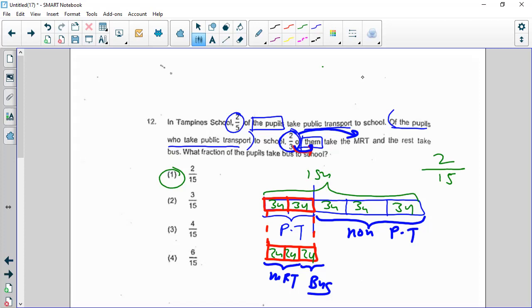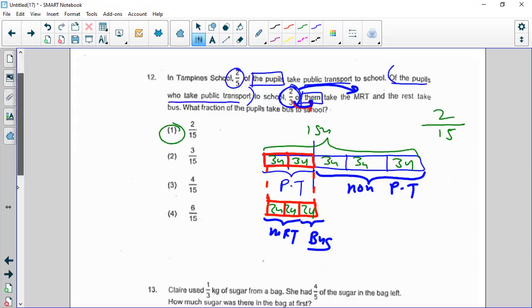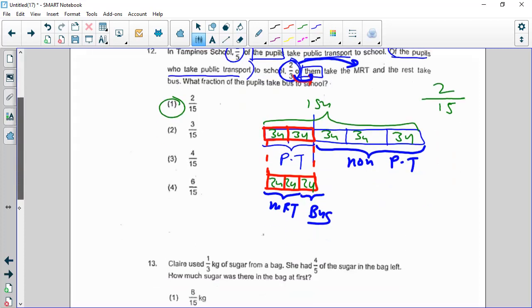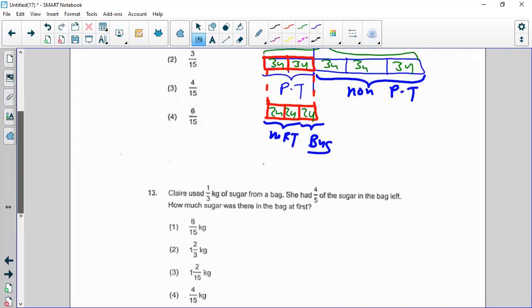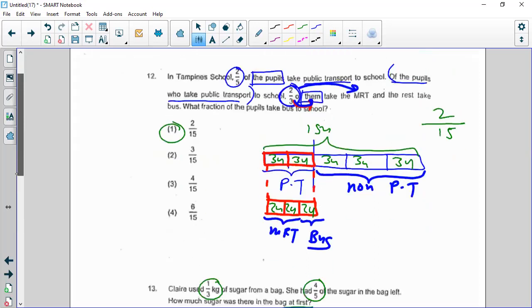All right, question 13, and okay, let's move down. And okay, hopefully you don't make the same mistake for question 13. We also have done that already. Now, Claire used 1/3 kg of sugar from a bag, and then she had 4/5 of the sugar left. So how much sugar was there at first? Okay, now, hang on for a while. Let me just scroll up a bit.